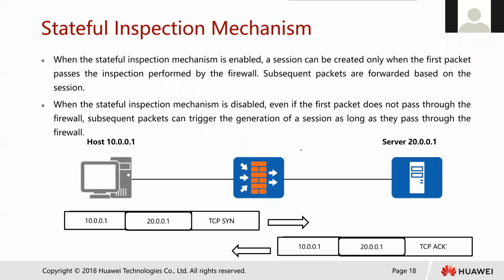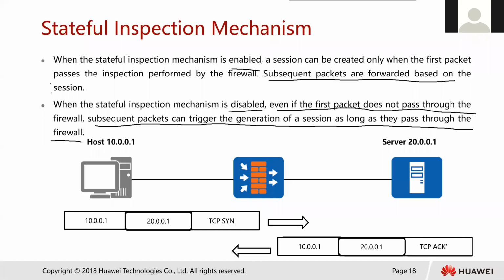Now the stateful inspection mechanism that I just talked about. If stateful inspection is disabled, even if the first packet does not pass through, the subsequent packets can trigger the generation of a session as long as they pass through the firewall. If it's enabled, the subsequent packets are forwarded based on the session. So the session and the security policy in the stateful inspection firewall are very important.